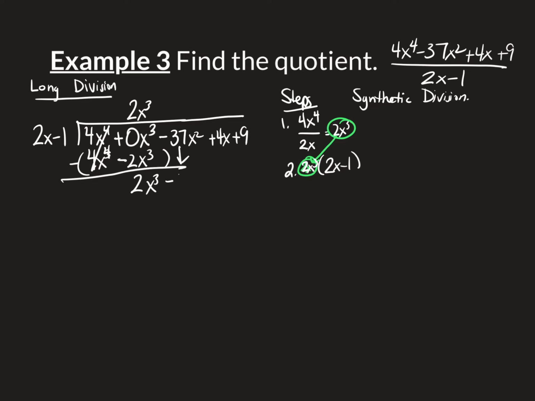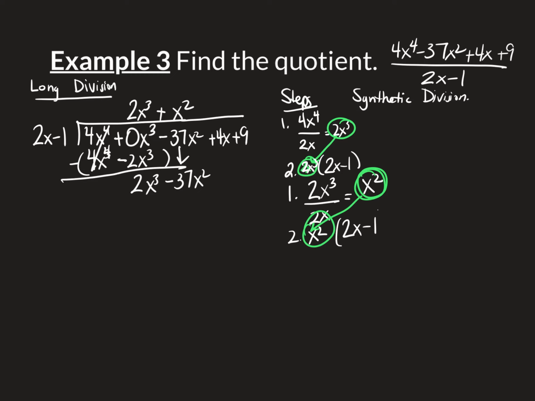Now bring down the next one, minus 37x squared. Back to step 1. Divide the first term of my new dividend by the first term of the divisor. And that answer is going to be positive x squared. Put that answer above its like term. Step 2, multiply the answer you just got with the divisor. So x squared times 2x minus 1. X squared times 2x is 2x cubed. X squared times negative 1 is negative x squared.